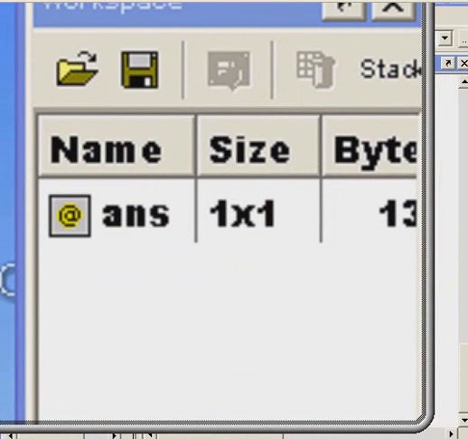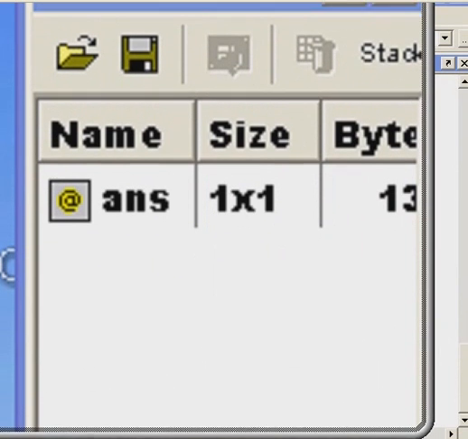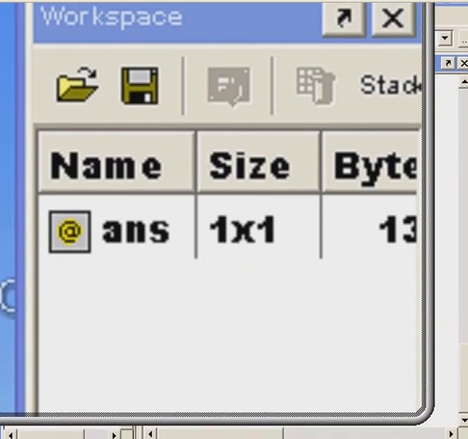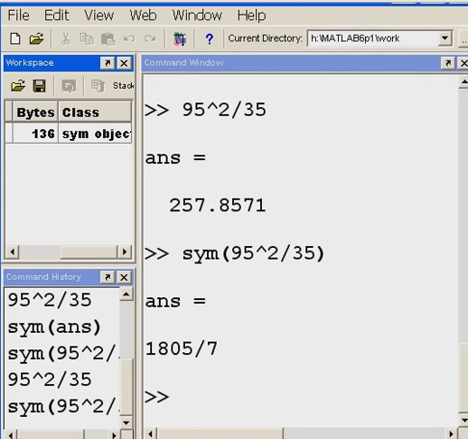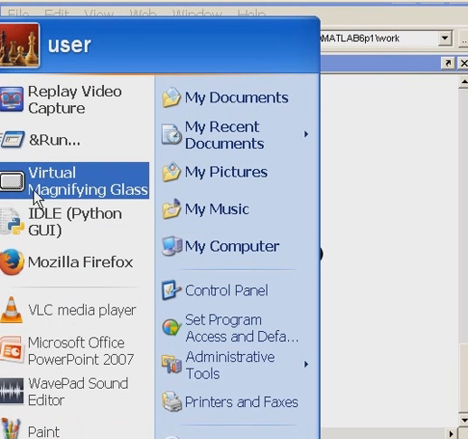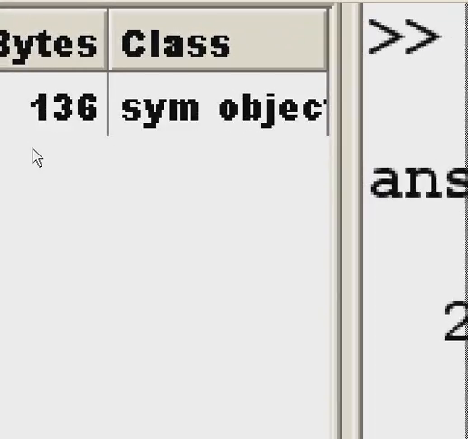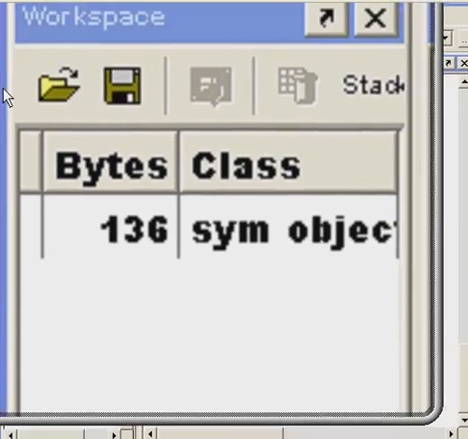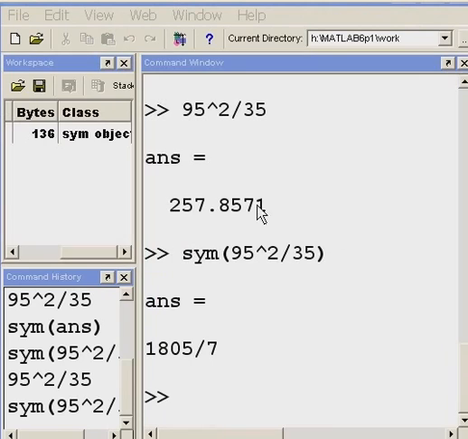It has changed. It has an @ sign in it. That is no longer a grid. That icon is telling you that this is a sim variable. One more thing. If I slide over here to the right and look at the column that says class object, I'm going to see sim object over there. So just by looking at the workspace area, you can see that this variable is a sim object. A good thing to know.